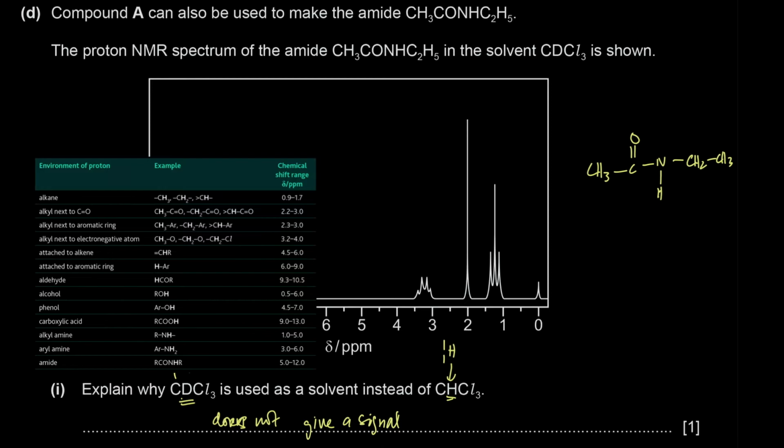If you look at the table, you have a CH3 next to a C double bond O. That would be around 2.2 to 3.